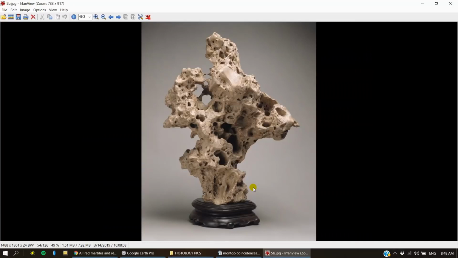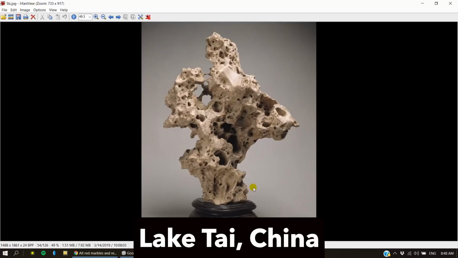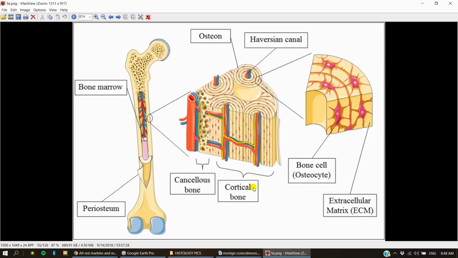And to me, this looks incredibly like trabecular bone. This is sculpture from, can't remember the name of the lake. They like to make artwork out of the stone. So here we see this tree-like nature of the osteoblasts that create this circular bone. And then you've got these long, straight, parallel layers.